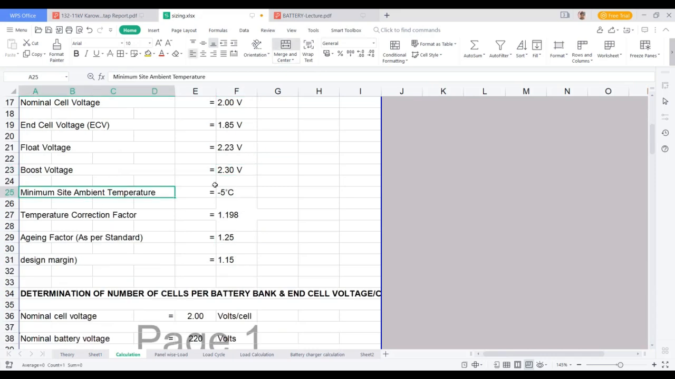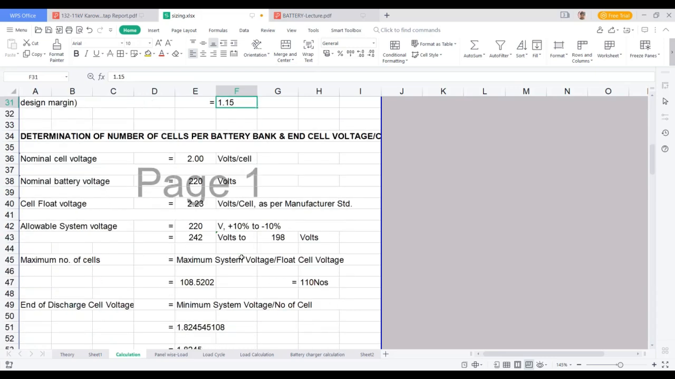And the minimum site ambient temperature is -5 degrees. Temperature correction factor is 1.18. This is the manufacturer's one. Aging factor is 1.25 as per the standard. Design margin is 1.15. Now, first of all, I am calculating the number of cells required for my 220 volts battery setup.